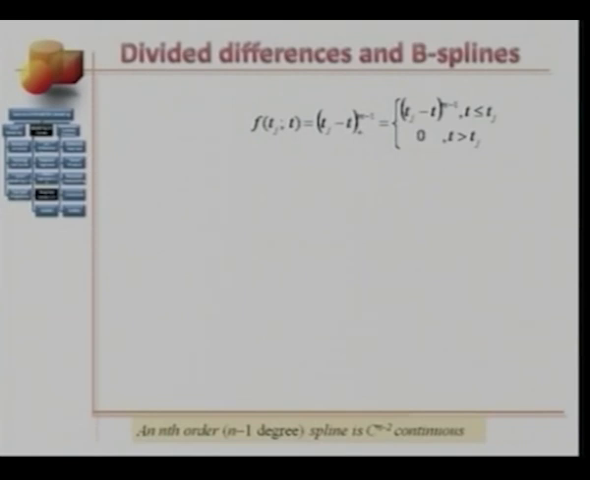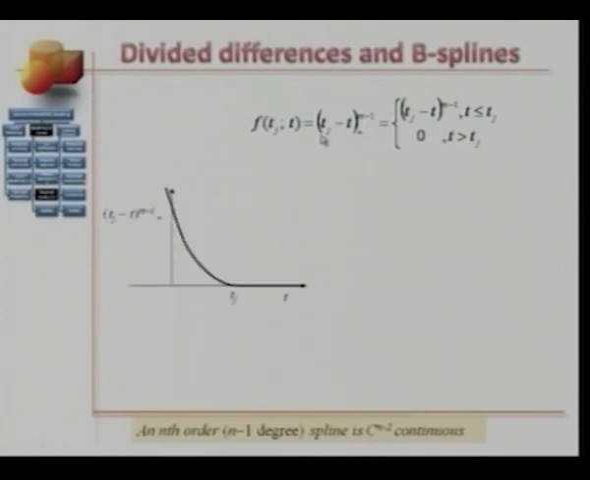So previously we studied a truncated power function. f(tj; t) is equal to (tj minus t) truncated, raised to m minus 1. This function is a pure polynomial, (tj minus t) raised to m minus 1, for values of t smaller than tj. That is, for this value here, positive. And this function gets truncated, implying that the value of this function is 0 for values of t greater than tj.